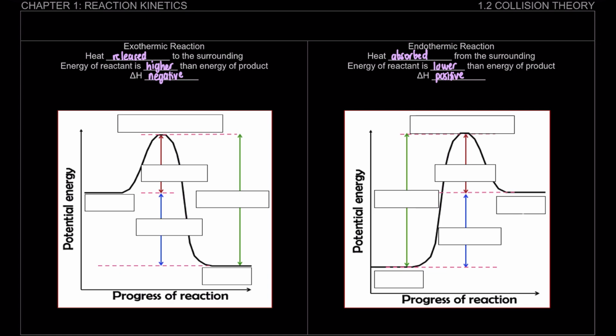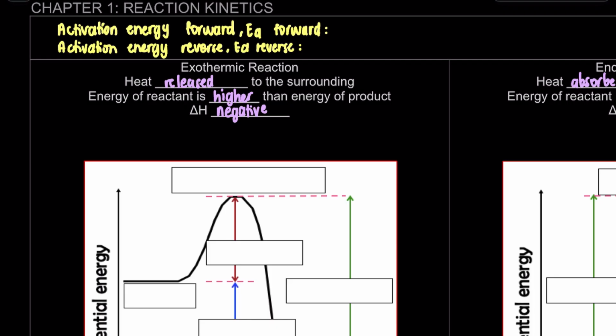But now for chapter 1, when we're drawing the energy profile diagram, we have to include the activation energy. There are two cases of activation energy: activation energy forward and activation energy reverse. When we label it, we will write down EA forward and EA reverse. How do we label EA forward? EA forward is the forward reaction from the reactant to product, right? So the EA forward is from the reactant itself to the tip of the hill.